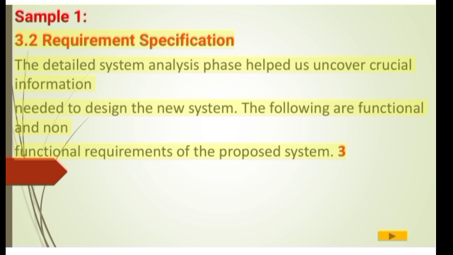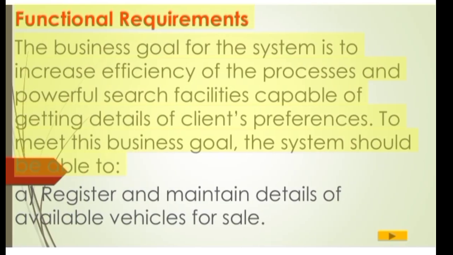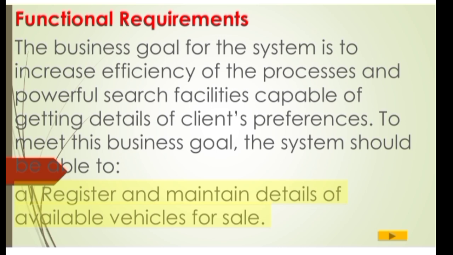The following are functional and non-functional requirements of the proposed system. 3. Functional requirements. The business goal for the system is to increase efficiency of the processes and provide powerful search facilities capable of getting details of clients' preferences. To meet this business goal, the system should be able to: A. Register and maintain details of available vehicles for sale.